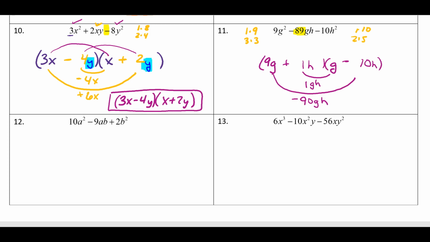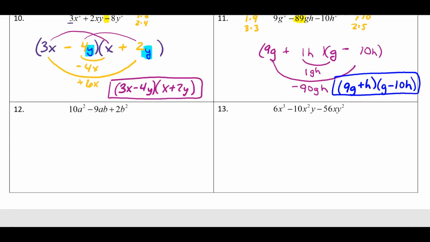So if you think ahead and you think about the numbers, you can sometimes eliminate the choices that aren't as obvious as others. Okay, so 3 and 3 and 2 and 5 are going to create small values. We want a big value here. So the final answer on this one should be 9g plus h times g minus 10h. Make sure you did not forget your h's and make sure you have the correct signs. If you got this one correct, give yourself a smiley face. If you didn't, put a frowny face on there.